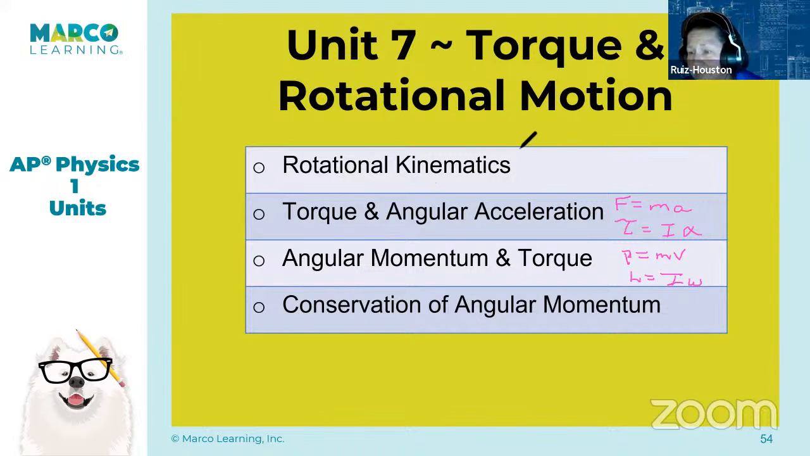Let me do the kinetic energy too, because that's a very familiar one. 1/2 mv squared. And that now changes into 1/2, what do you think? I omega squared. We've just moved it into its angular form. So that's kind of beautiful.